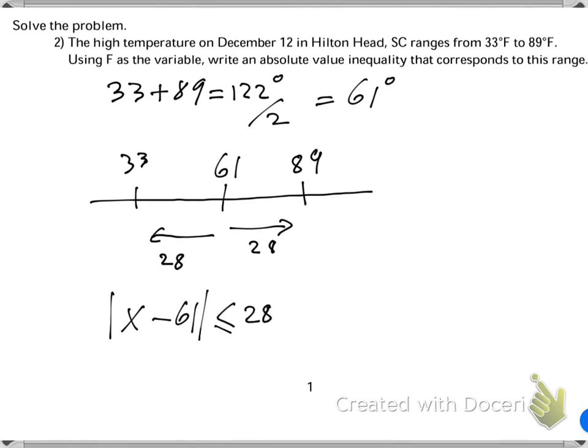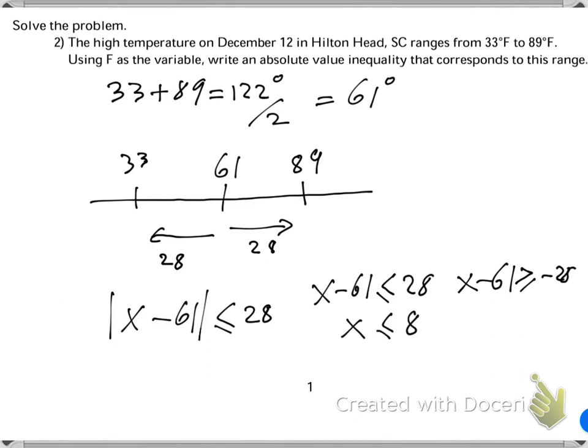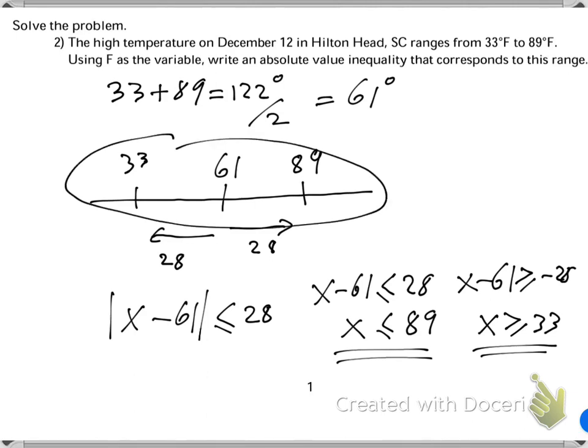Okay, so within 28 degrees of 61, here we are. X minus 61 can be less than or equal to 28. X minus 61 can be greater than or equal to negative 28. If I add 61 to both of these, I will get 89 here, and I will get 33 here, which is exactly what we've got up here. Okay, that's the answer.